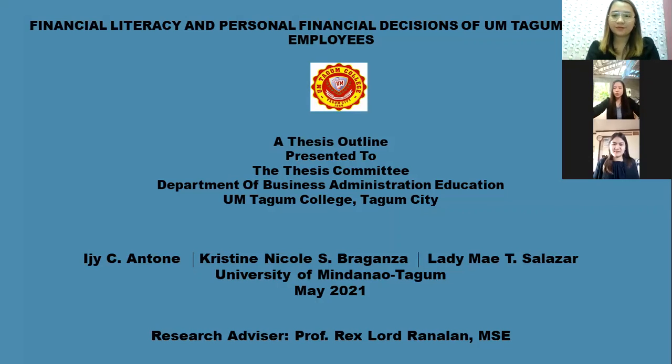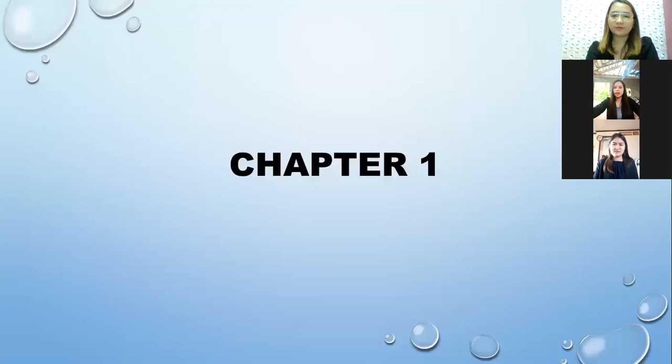So right now, we will proceed to the Chapter 1 and 2 inclusions. Chapter 1 contains the rationale, research objectives, hypothesis, review of related literature, relational measures, theoretical framework, conceptual framework, and significance of the study. And Chapter 2 inclusions are research design, research locale, population and sample, research instrument, data collection, and statistical tools. So right now, we will proceed to the rationale.